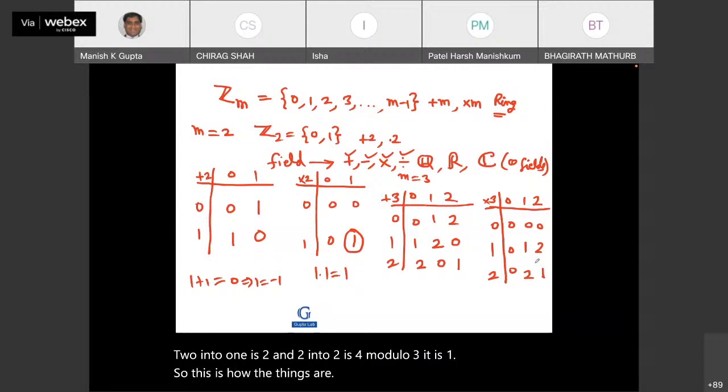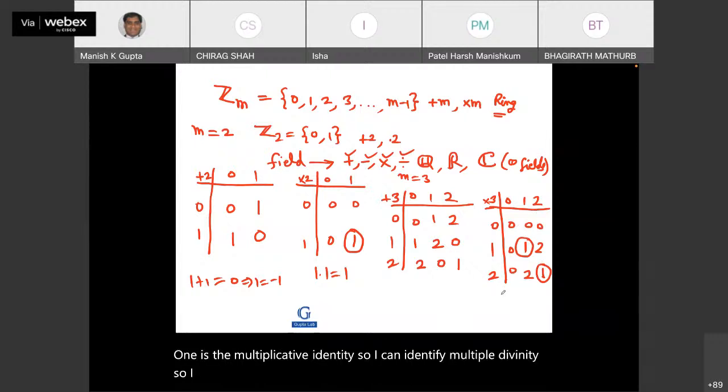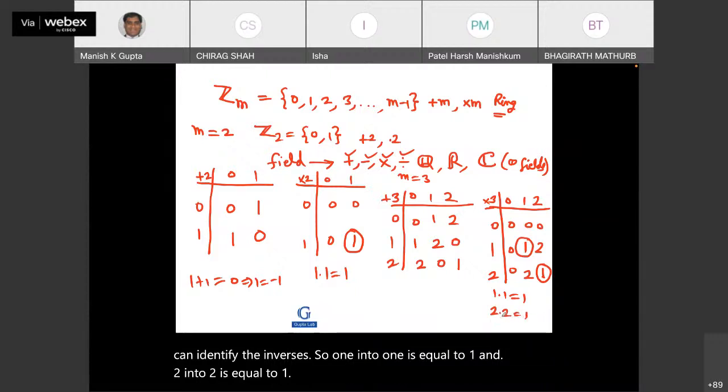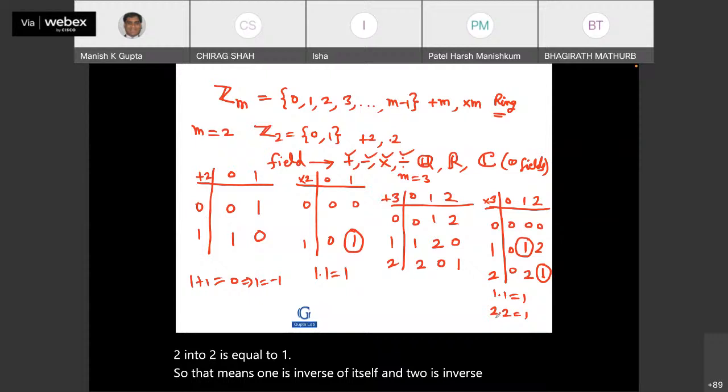Now, you can see that 1 is a multiplicative identity, so I can identify the inverses. So 1 into 1 is equal to 1, and 2 into 2 is equal to 1. Okay. So that means 1 is inverse of itself and 2 is inverse of itself, right?